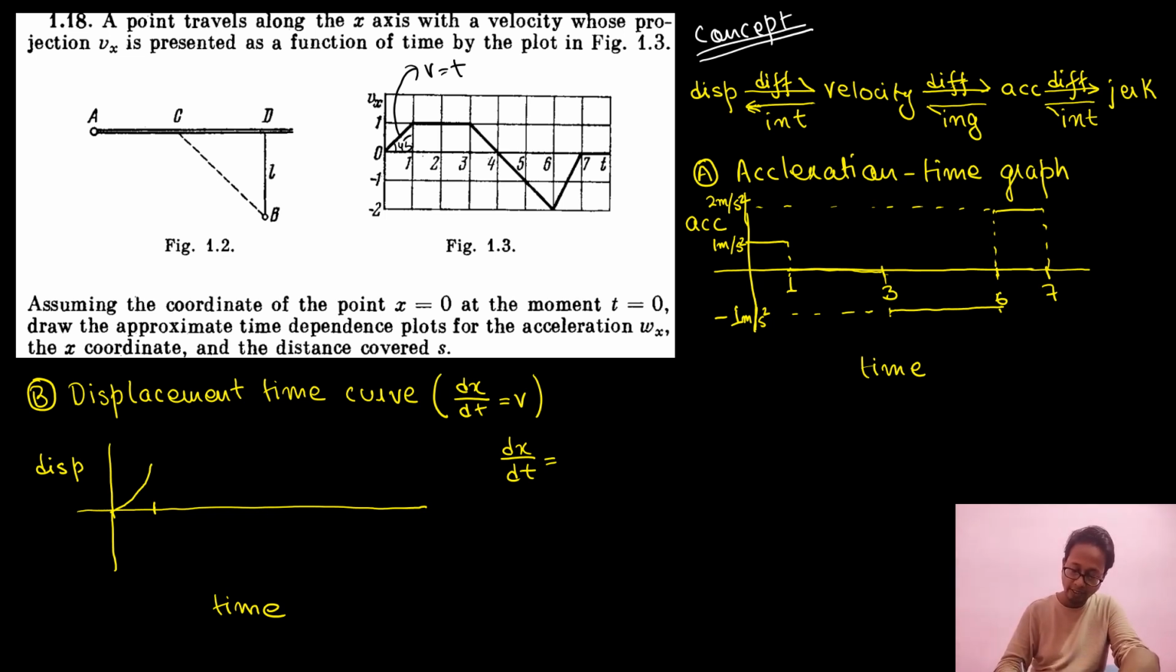So dx by dt, which is equal to v, is equal to t, or dx is equal to t dt, or x is equal to t square by 2. So the equation of this graph is t square by 2. So the value of x at t equals 1 is 1 by 2. The displacement here is 1 by 2 meters.